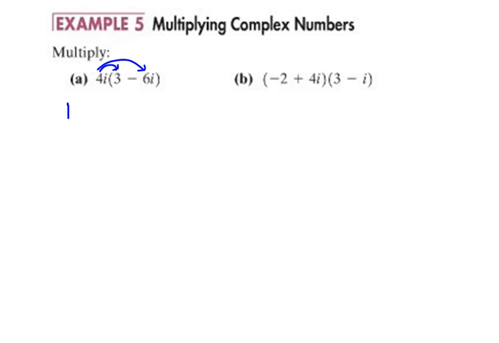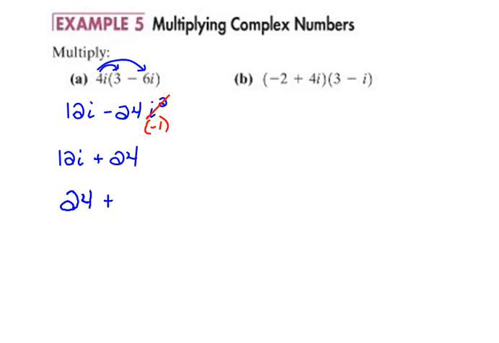4i times 3 would be 12i. And then 4i times negative 6i would be negative 24i squared. But you know what? We know something very special about i squared. i squared is really negative 1. So truly, this is 12i, and this is a negative 24 times a negative 1, which would be a positive 24. Now this is not written in the correct order. Our real number part comes first, and then our imaginary part. So this needs to be written as 24 plus 12i.